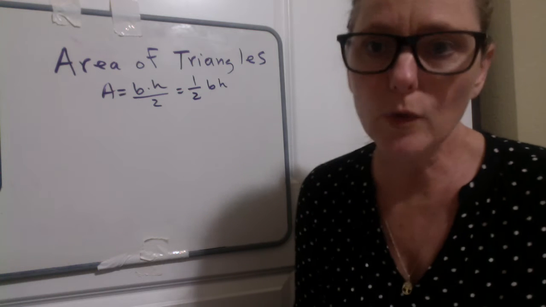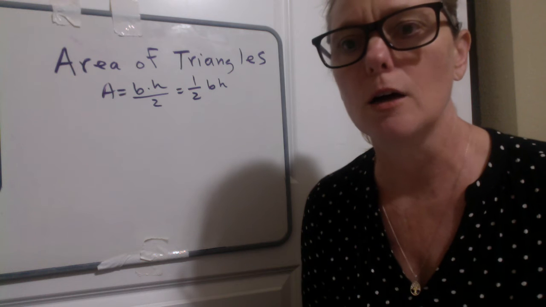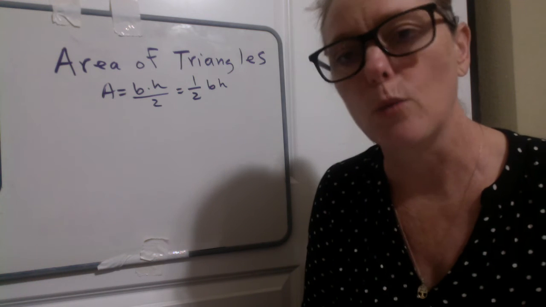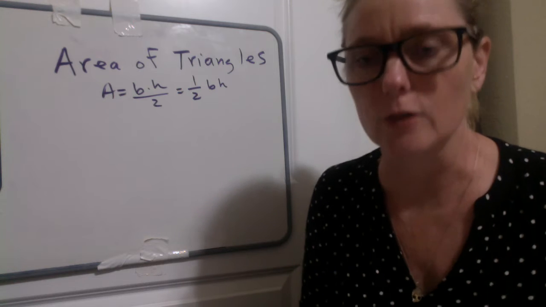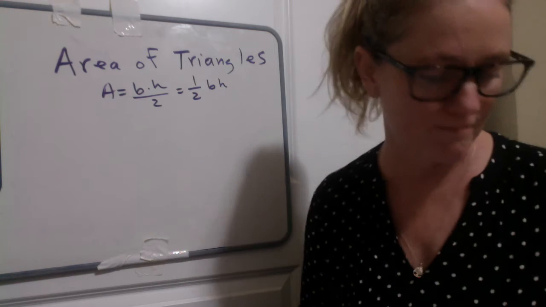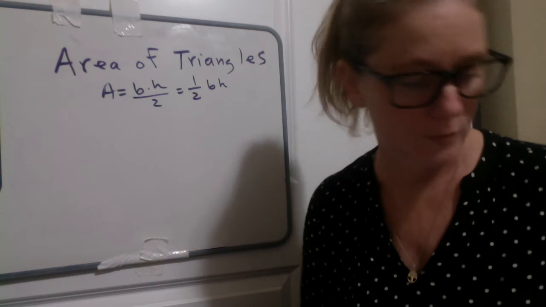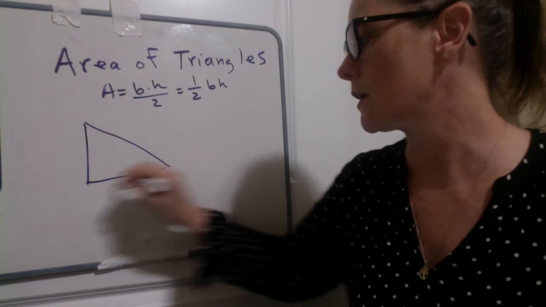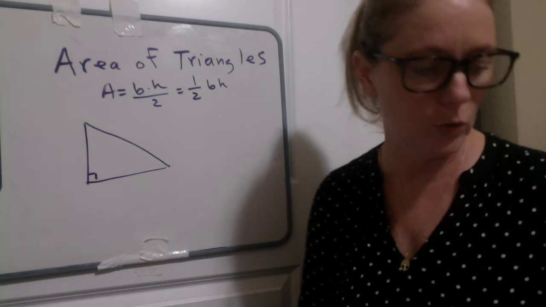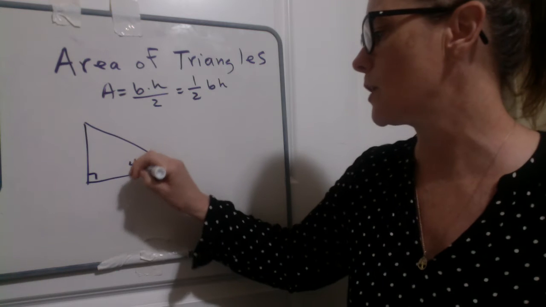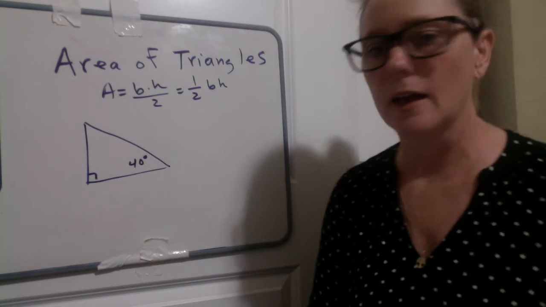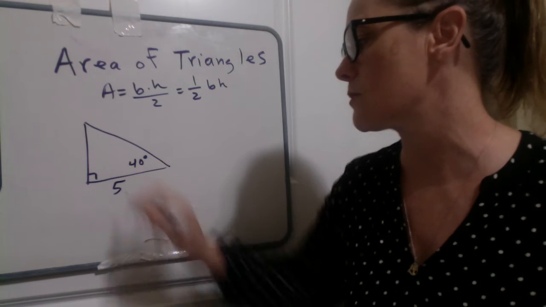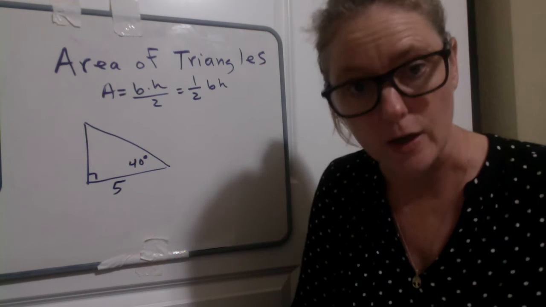Okay, so what if we have a triangle and specifically, let's say we have some right triangles, but we don't have special right triangles and we want to find the area of the triangle. So let's look at an example. Let's say I have this right triangle and I'm only given that this angle is 40 degrees and I am given one of the legs, let's say that this leg is 5, and I want to find the area.